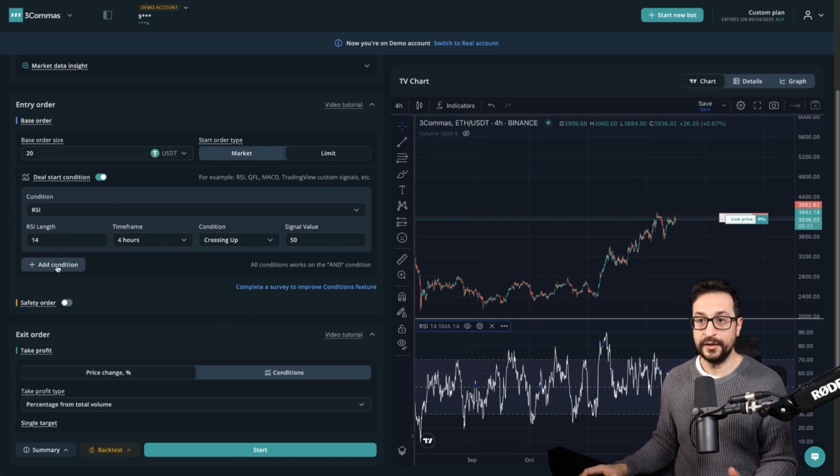Notice that you can use additional conditions in here. They work like an AND, so if you put many more, all of them need to be true at the same time for that deal to kick in.